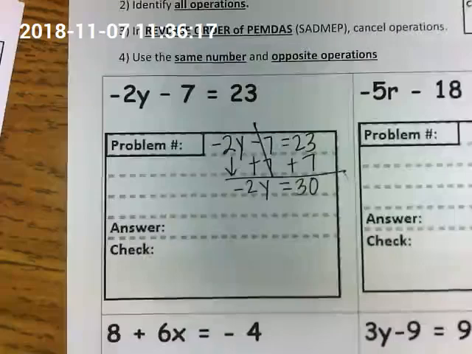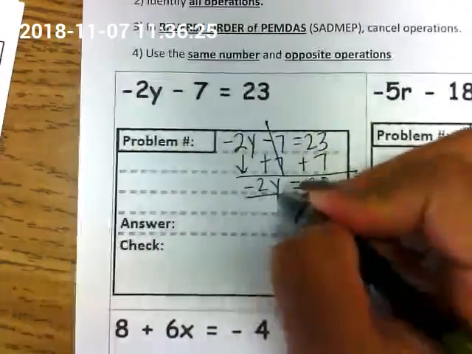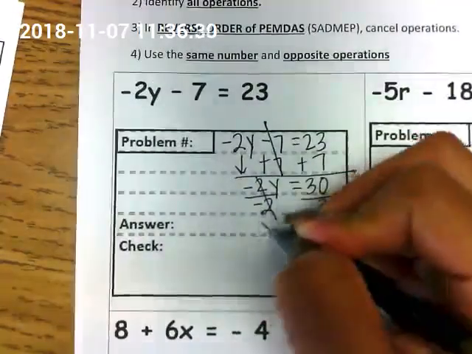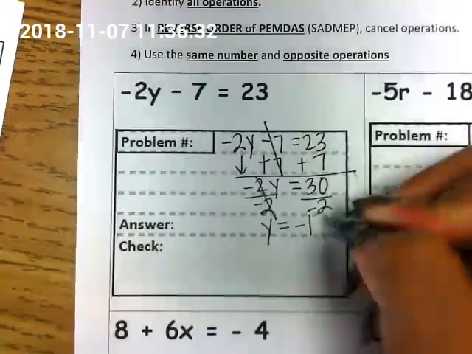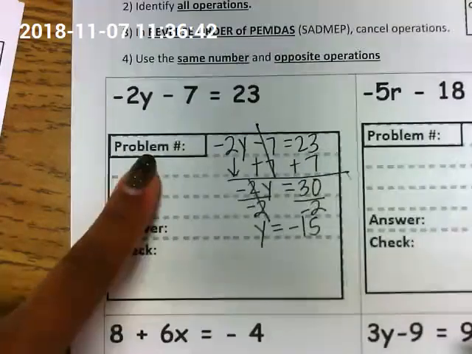The next thing I need to do is I see that negative 2 is being multiplied by y, so I need to divide by negative 2. Divide by negative 2 on both sides. We have y is equal to negative 15.